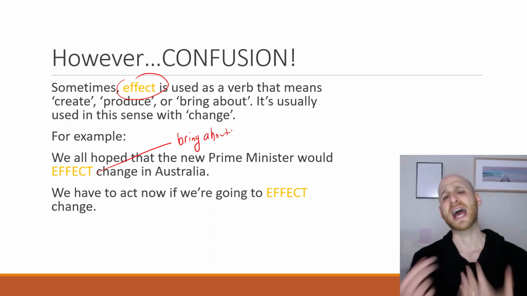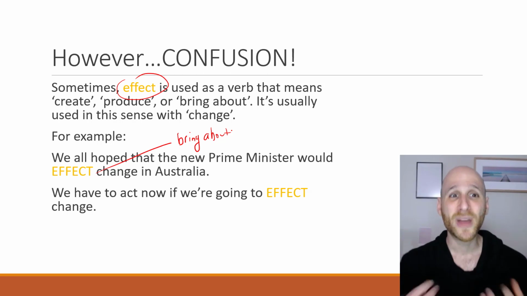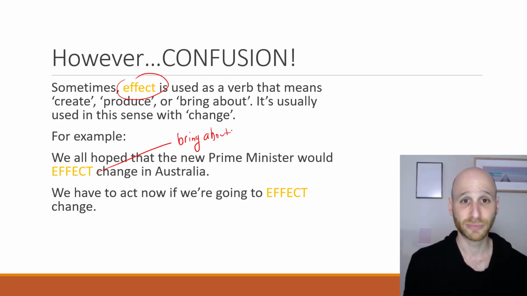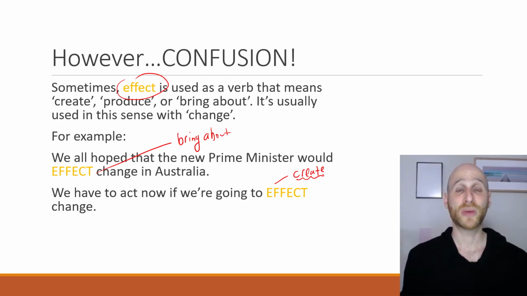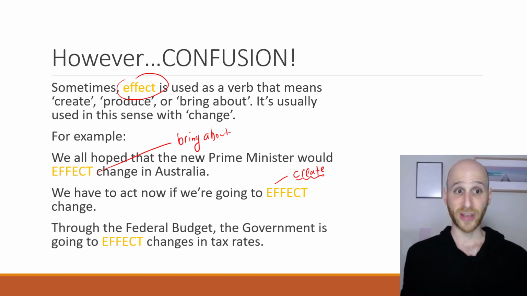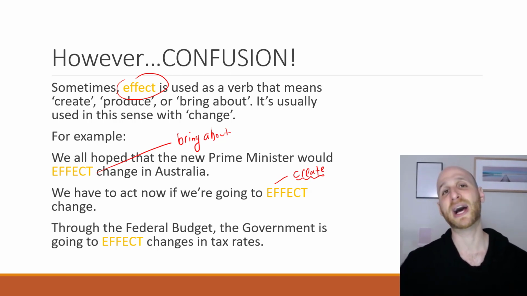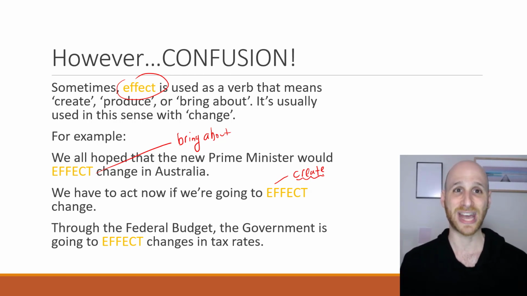Another example, we have to act now if we're going to affect change, right? We're going to have to act now if we're going to create change. Third example, through the federal budget, the government is going to affect changes in tax rates. So through the federal budget, the government is going to bring about or create changes in tax rates. So that's how we can use affect with an A as well.